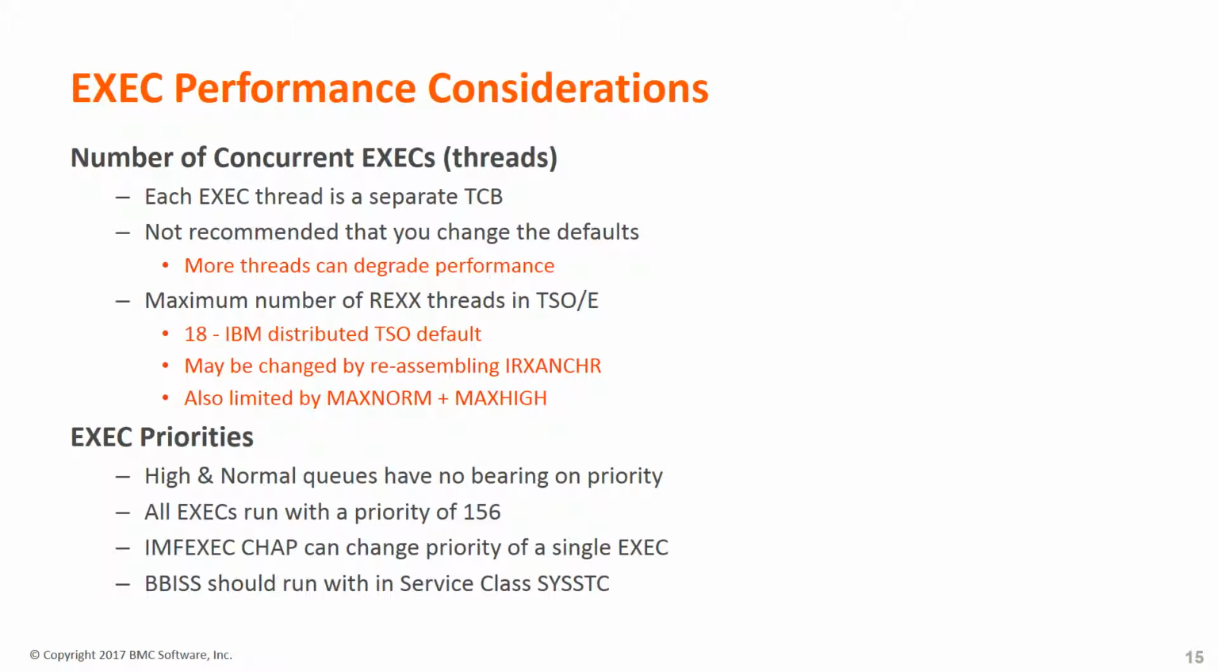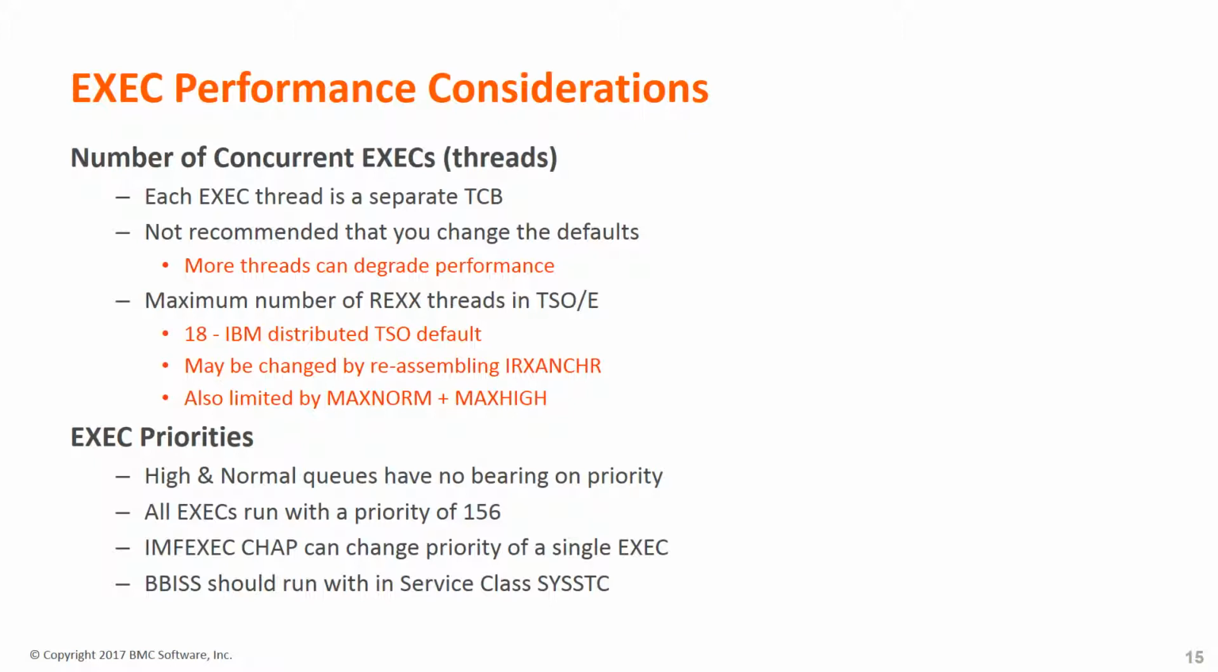I'd like to make a few points on exec performance. First, we need to consider the number of concurrent execs or threads. Each of the execs runs as a separate TCB, and the maximum number of REXX threads we can have in TSO is 18, at least as distributed by IBM.